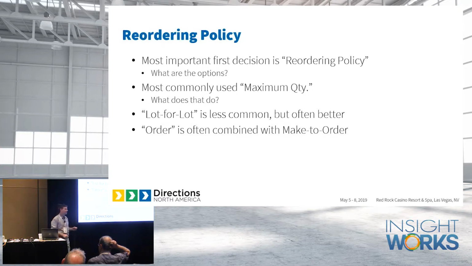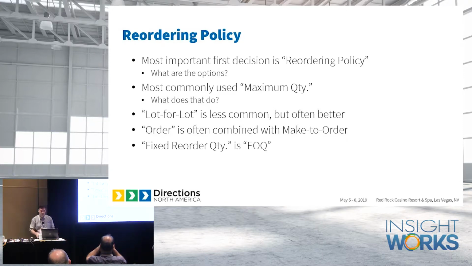Now the last one, order. Like I said, you often use this with make to order so that you can build up those multi-level production orders. But again, what it does is it links your supply and demand one-to-one. So if I've got a sales line, I've got a purchase order line that kind of matches that. Okay. I might have one purchase order that supplies 10 sales orders, but each purchase line is going to match that sales order line, okay, in that example.